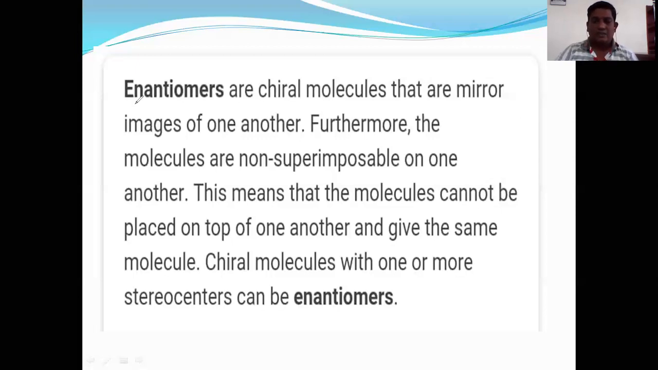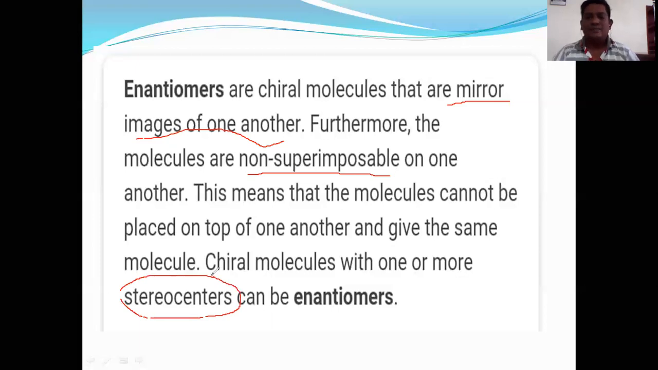Enantiomers are chiral molecules that are mirror images of one another. First point: enantiomers are mirror images of one another. Furthermore, the molecules are non-superimposable. Number two, non-superimposable. This means that the molecule cannot be placed on top of another and give the same molecule. Chiral molecules with one or more stereocenters. I'm repeating, what is a stereocenter? Stereocenters may be chiral centers, right? That is the simple definition. What is an enantiomer?